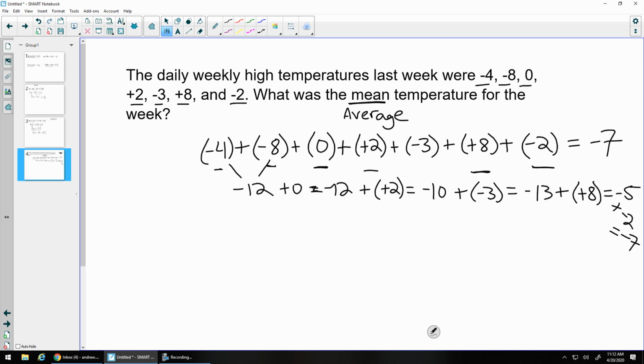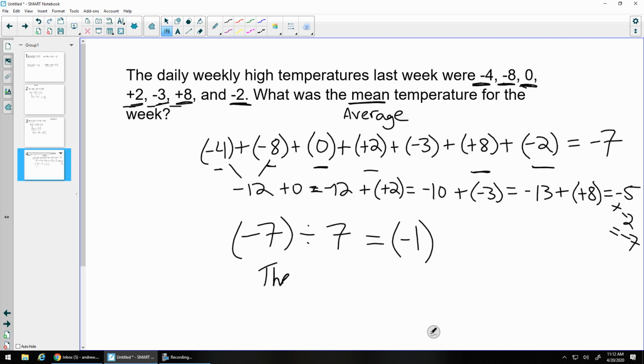So we have to add up all the numbers, and then we divide. So it's going to be negative 7 divided by how many numbers we have. Well, we have 1, 2, 3, 4, 5, 6, 7. 7 numbers because there's 7 days in a week. So negative 7 divided by 7, that's positive 7 because there's 7 days. 7 divided by 7 is 1. Negative divided by a positive is negative. So the average temperature was negative 1.